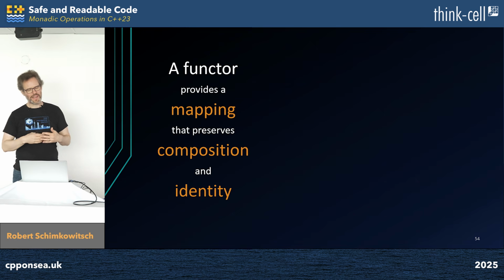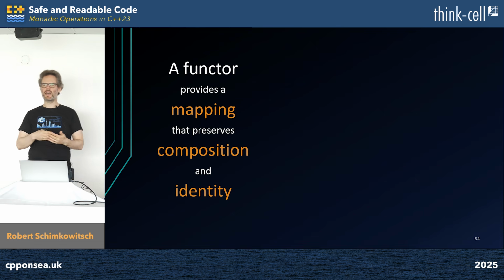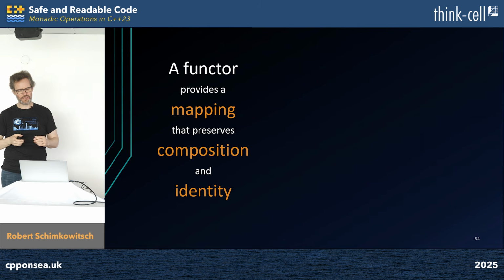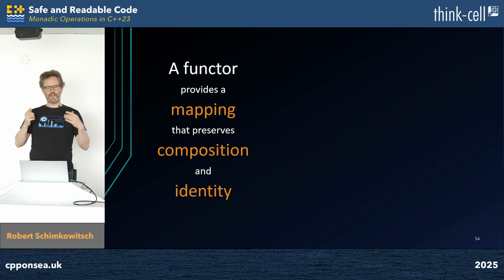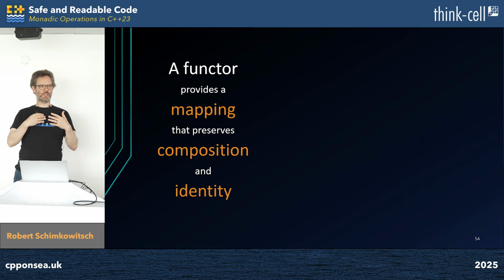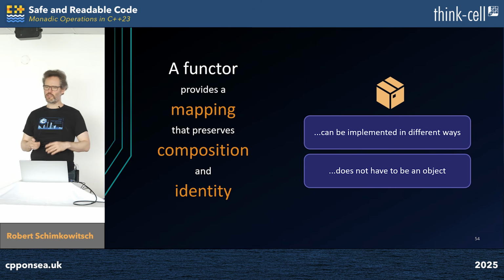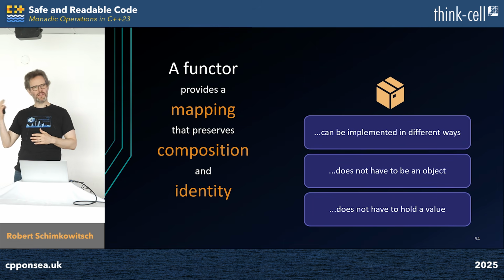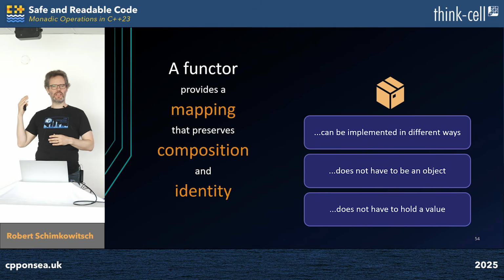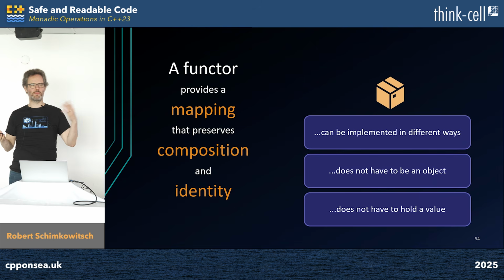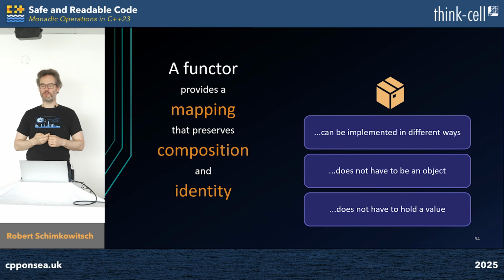So in summary, functors provide you a mapping, for example, from single values to containers or to optionals or to other things. And this mapping needs to preserve composition and identity. We've seen that functors can be implemented in different ways. They don't have to be objects. They don't have to hold values. Some of those that we will see hold values, some don't. Both are functors.